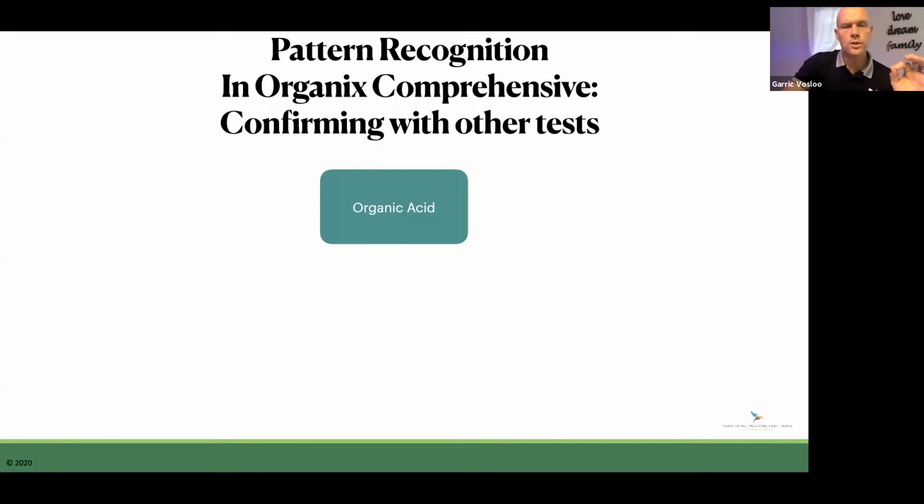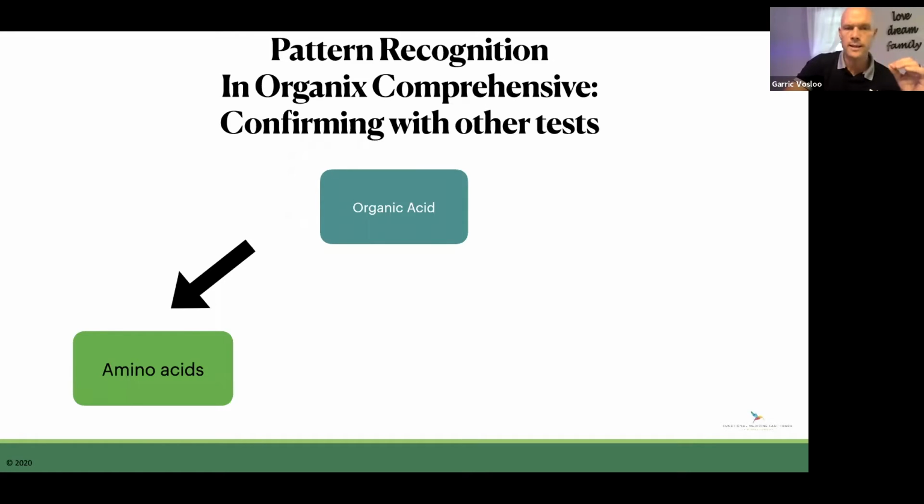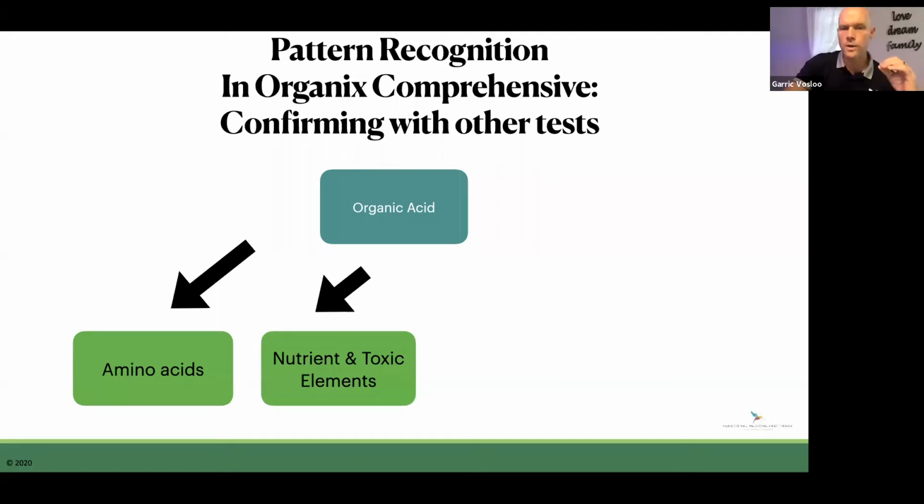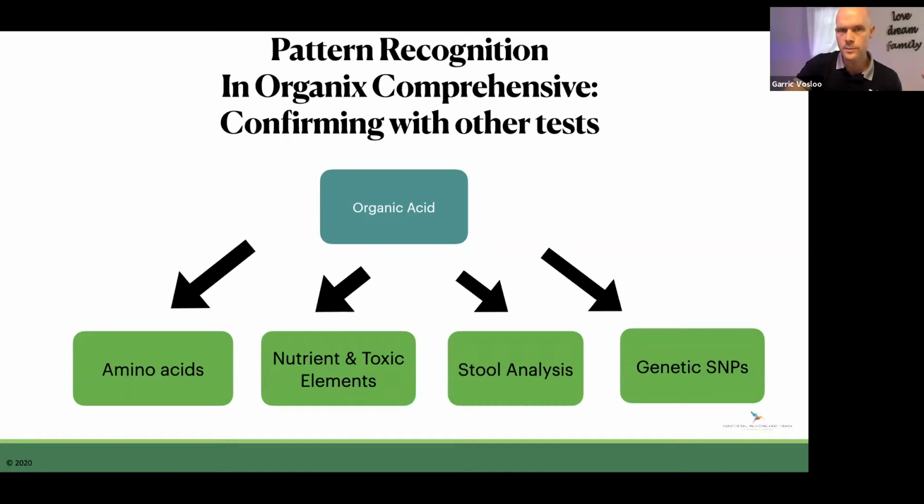What I also want you to get in your mind as integrative functional medicine practitioners is that this is not the only test that is going to validate our thinking. We need confirmatory tests as well, and those can come at the same time, or they may come down the line. So with organic acids, I love to validate with amino acid profile, with nutrient and toxic elements, with stool analysis, and genetic SNPs. So bear that in mind. In the first case study, I'm going to show you how we connect organic acids to those various tests, so it makes sense and validates our thinking.